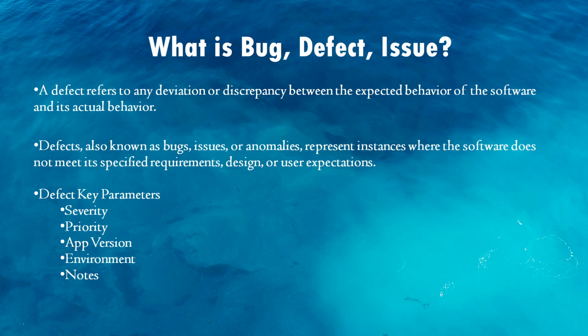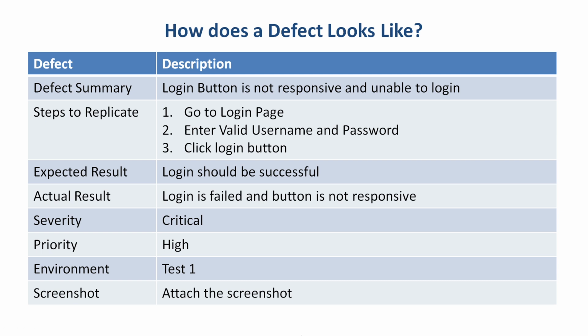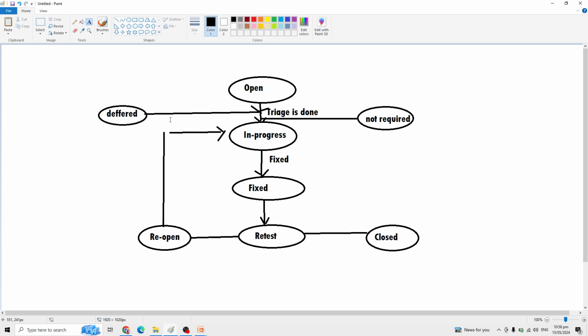A software example: you are entering a valid user ID and valid password. You should be able to log in, but you are not able to log in. That is called a defect or issue. So whenever there is an issue, we have to raise the defect in a tool or anywhere, and you need to enter all the parameters correctly. Then a developer will work on the defect and fix it. It will go through a cycle.